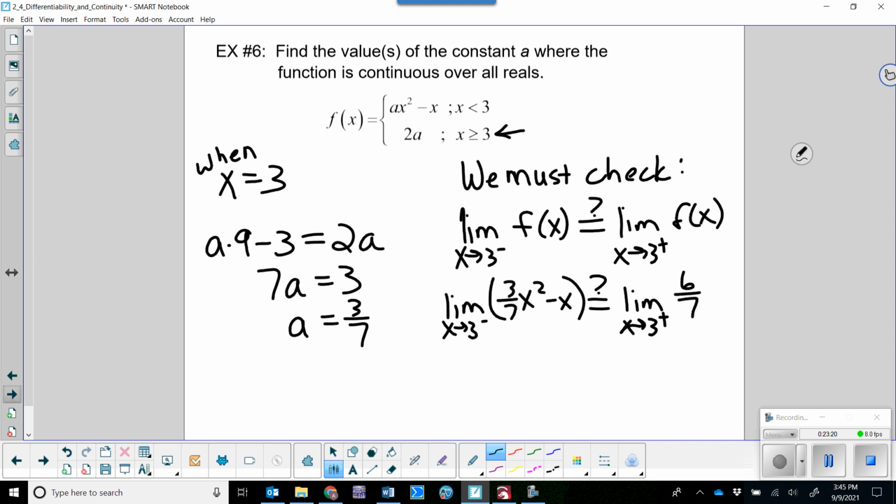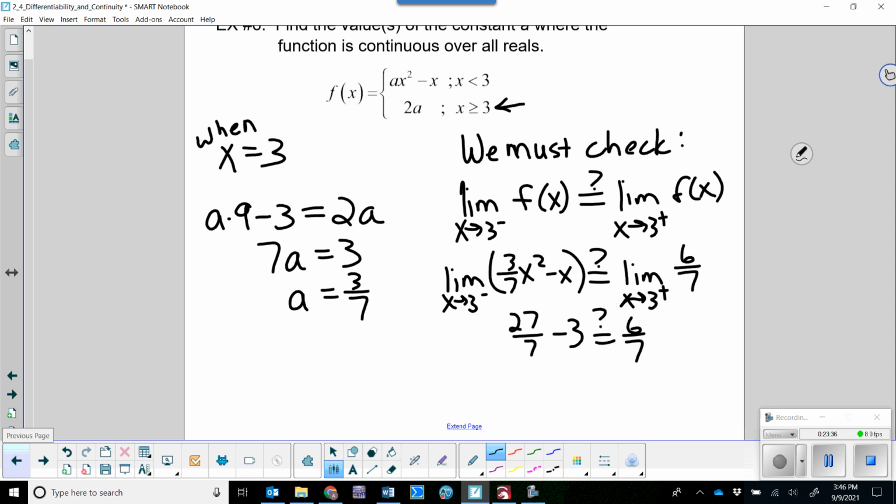So we get 27 over 7 minus 3. Does that again equal 6/7? Because of course the limit of a constant is the constant.